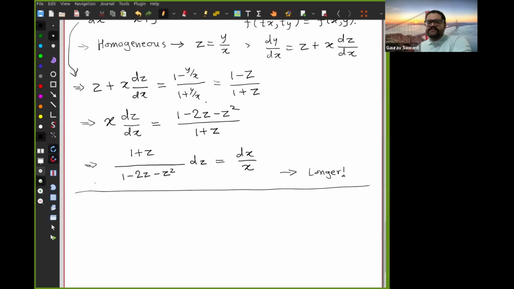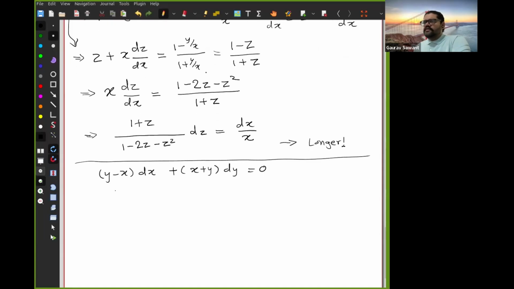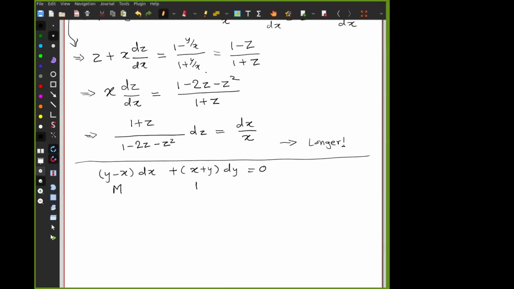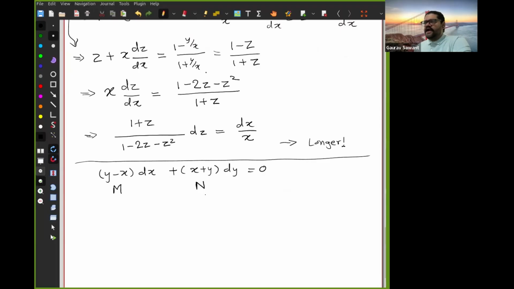let me attempt this in the exact form. So (y minus x) dx plus (x plus y) dy equal to 0. If I just look at this and put M and N, I actually see that the partial derivative of M with respect to y is equal to 1, and it turns out to be the partial derivative of N with respect to x as well. So this makes this exact.